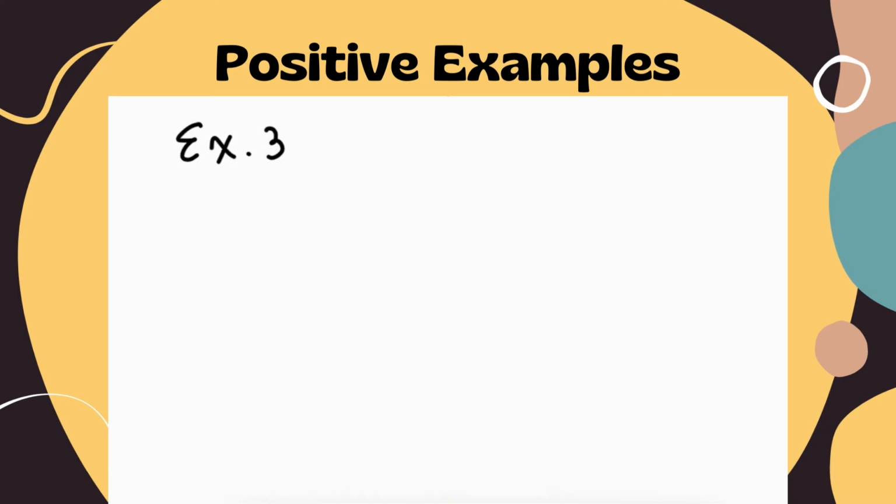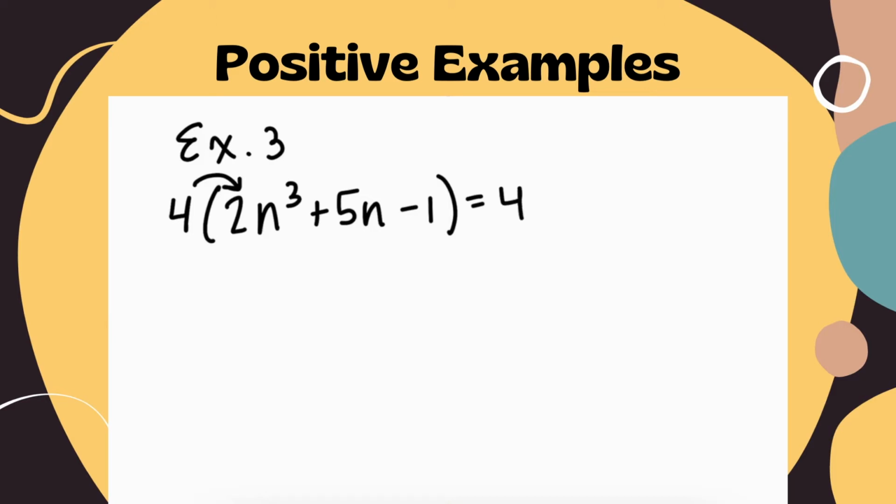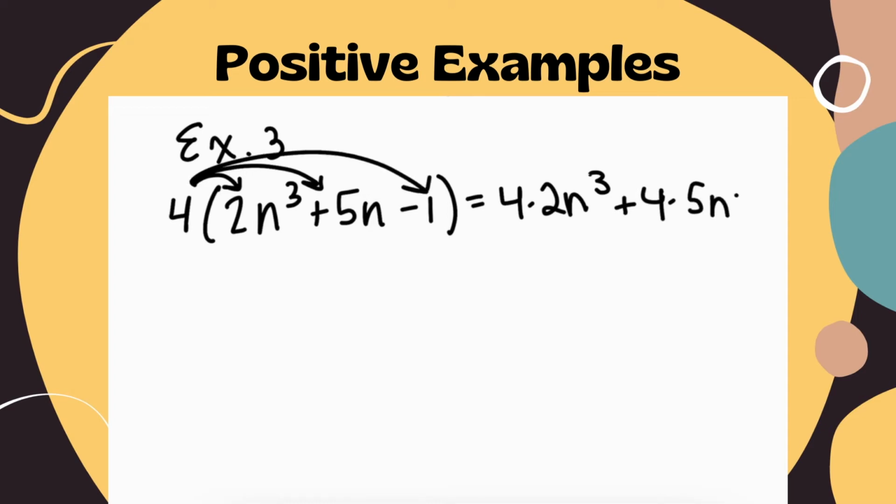In our last example of distributing a positive number, we have the expression 4 times the quantity of 2n cubed plus 5n minus 1. Now don't freak out. I know there's more terms here, more variables, but it is still the same process of multiplying the 4, in this case, to 2n cubed, 4 to the 5n, and 4 to the negative 1, right? We're multiplying all three of those terms by 4.